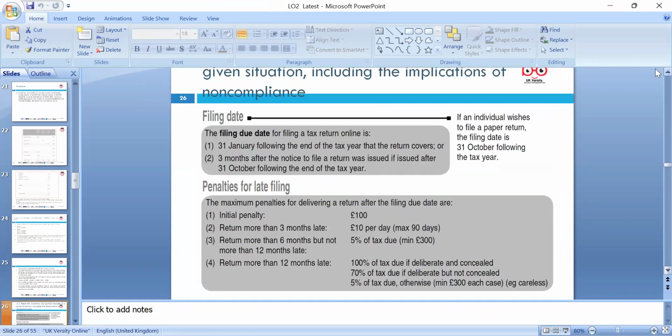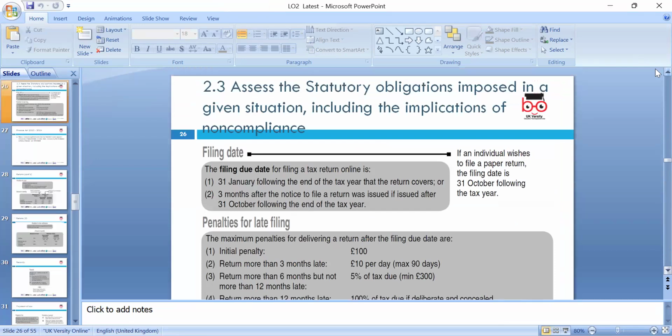Anybody any question please? If you have, you can ask. Okay, then we have 2.3, assess the secretary's obligation by law. What do we have to do?